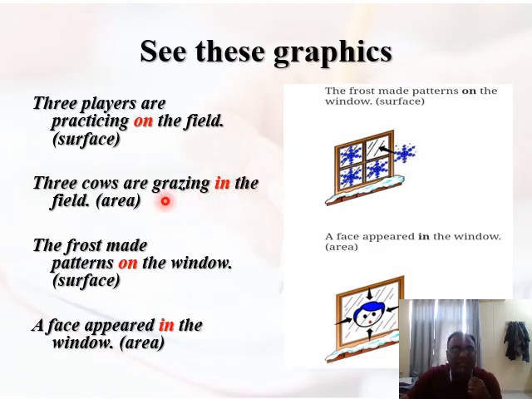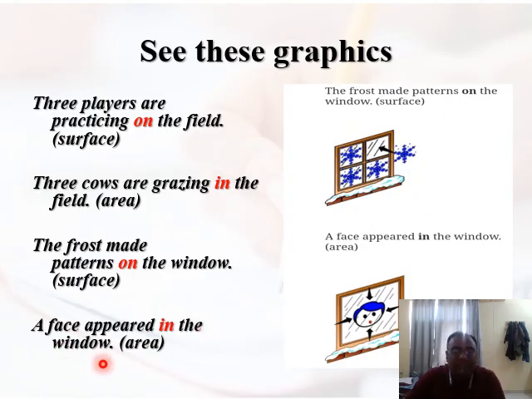Three cows are grazing in the field. Now here, in indicates area. That is area. The three cows are there eating the grasses inside the field. That is the area. The frost made patterns on the window. On the window, again the surface. From seeing this picture, the frost has made patterns on the window, that is, on the surface of the window.